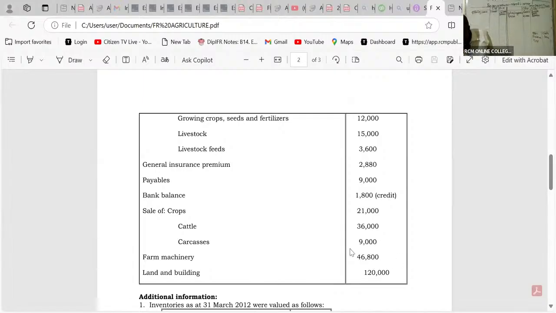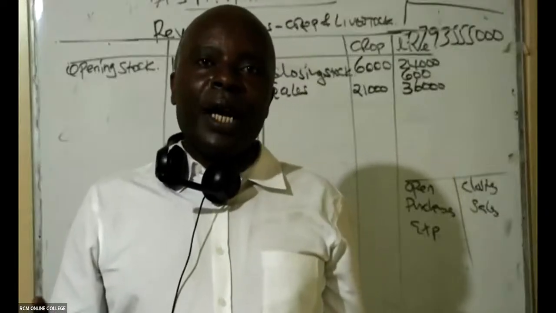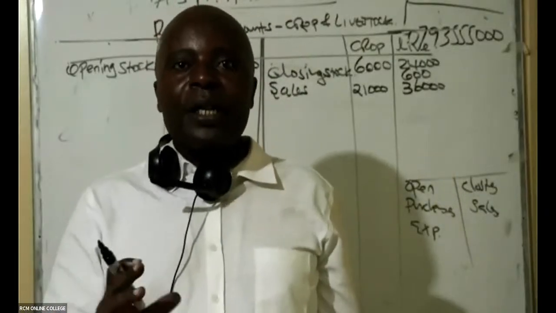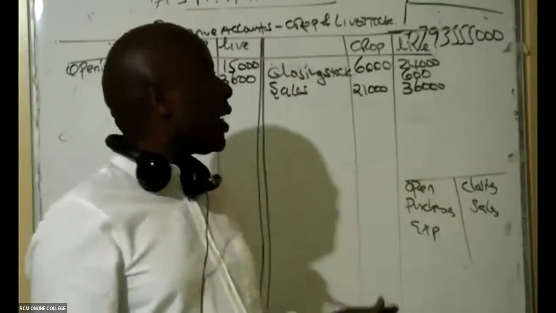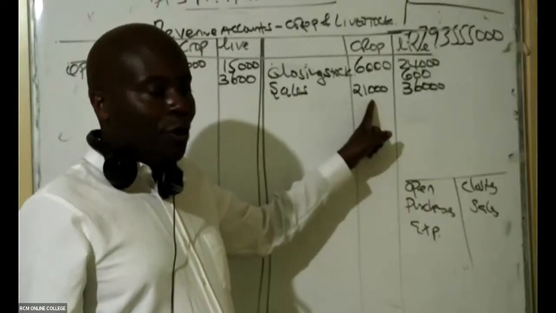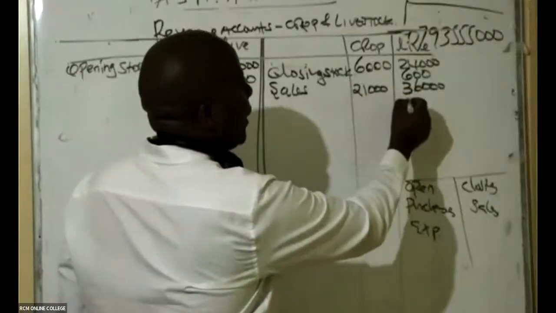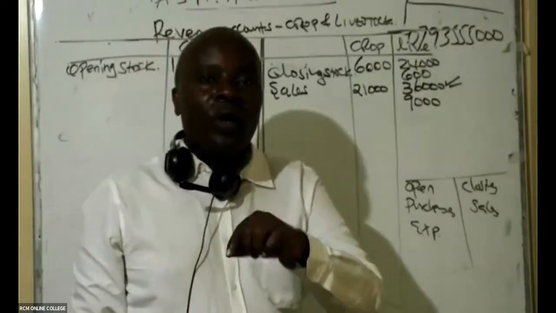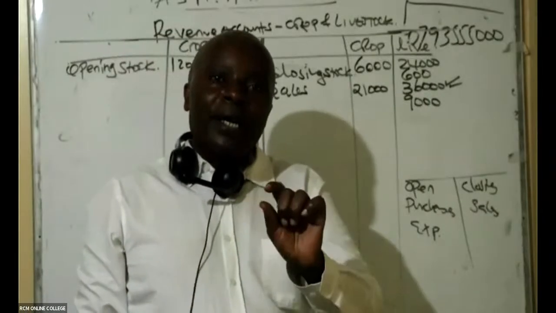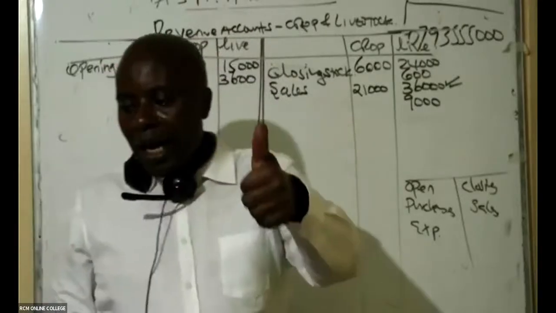Sales of carcasses, 9,000. A carcass, of course, is the animal that we eat. When we slaughter cattle, their meat is called a carcass. A carcass can't be a crop. That's a dead animal, although it's sold. So in this case, sales of livestock: these 36,000 are the livestock sold alive, and the others sold as meat are the carcasses. Up to here, ladies and gentlemen, are we together?